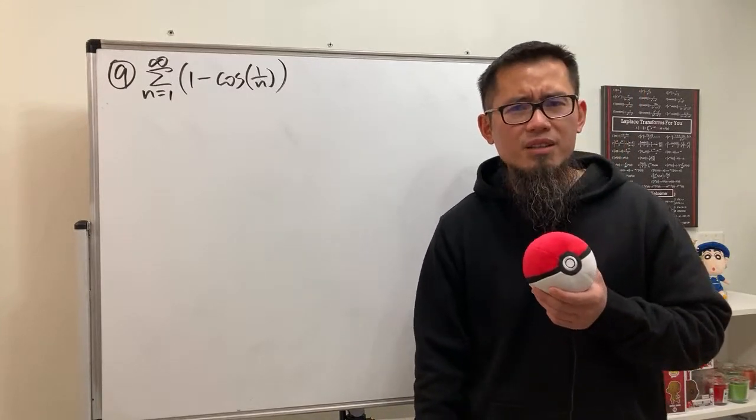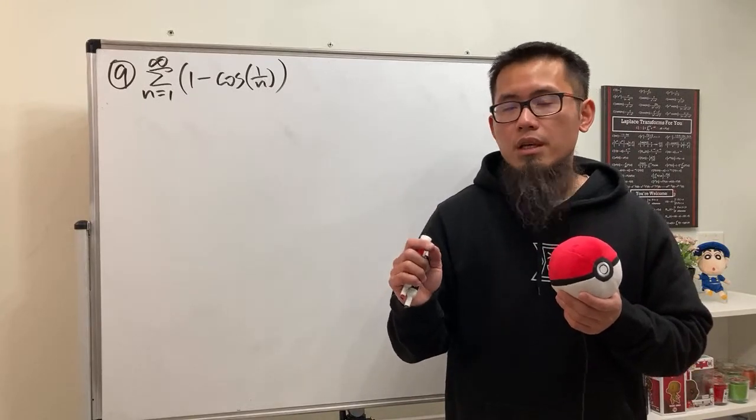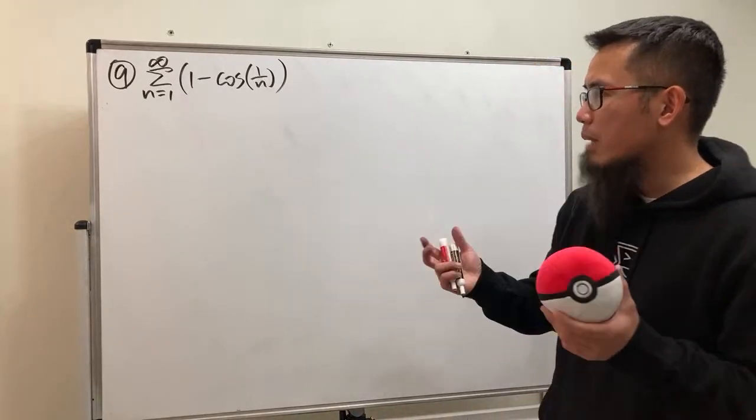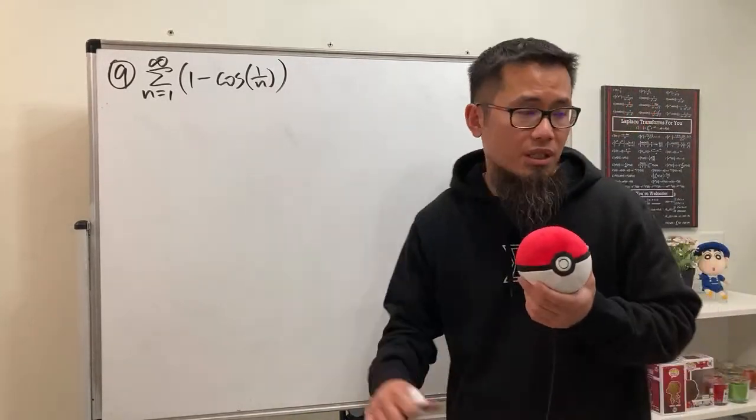DCT might be slightly harder because that's the direct comparison test. You might have to use inequality, and you might have to come up with something. It might be harder to come up with something that you know much better. So, yeah.